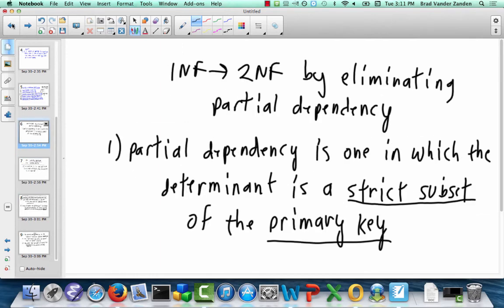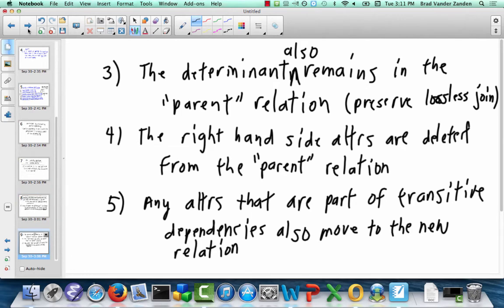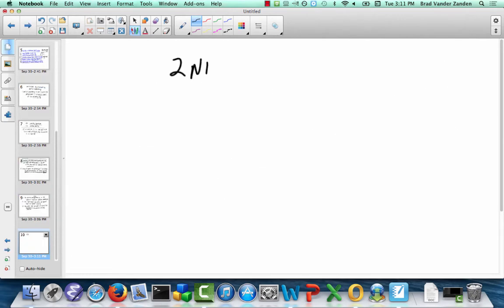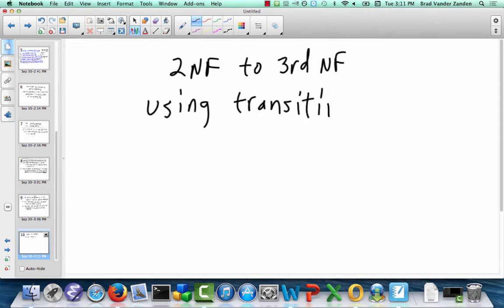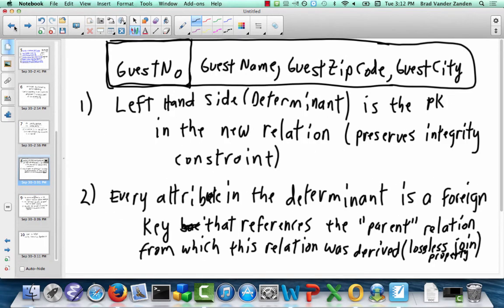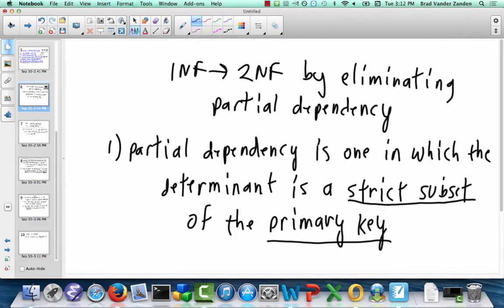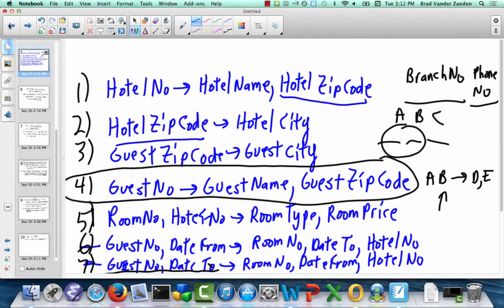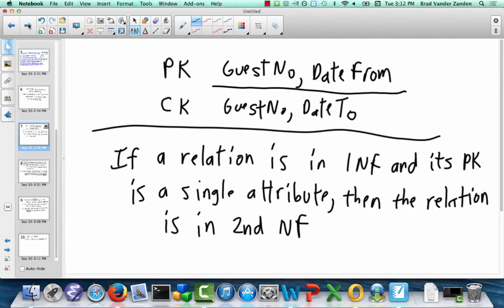Okay, so now we're in second normal form. And if you remember, we go from second normal form to third normal form using what kind of dependency? Transitive. We use transitive dependencies to go to third normal form. So if we come back here, transitive dependencies are attributes, let's see how to define them.